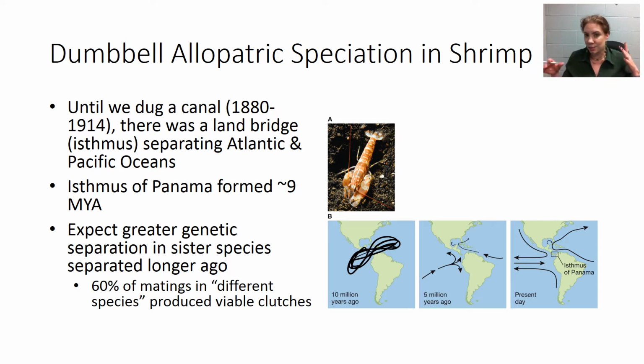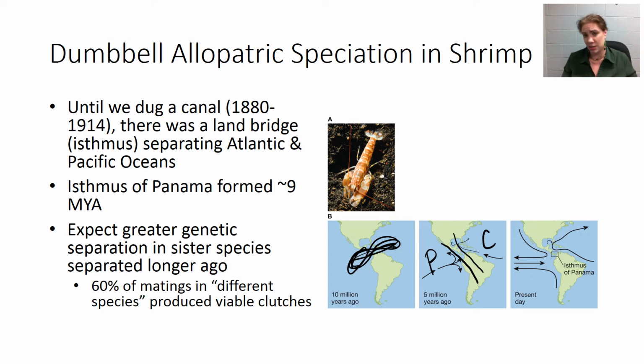As the planet cooled off a little bit over the next 5 million years, sea levels actually dropped, and this exposed the land bridge between North America and South America, the Isthmus of Panama. And that started forming really about 9 million years ago. So we've had almost 10 million years of separation between the shrimp on the Pacific side of this land bridge and the Caribbean side of the land bridge.